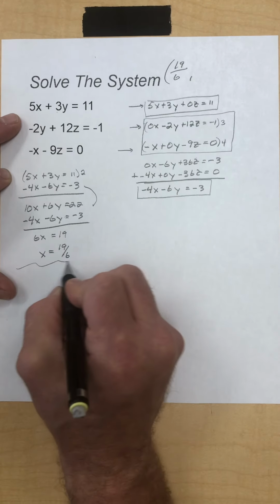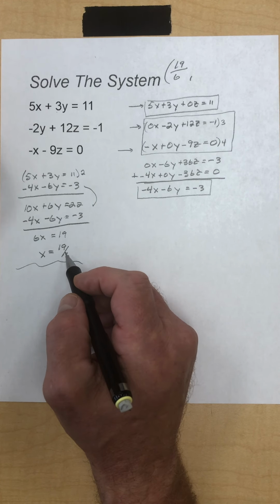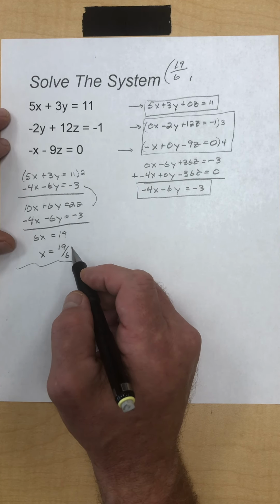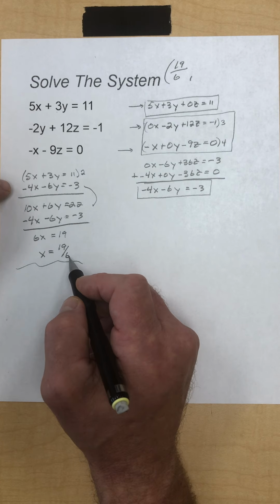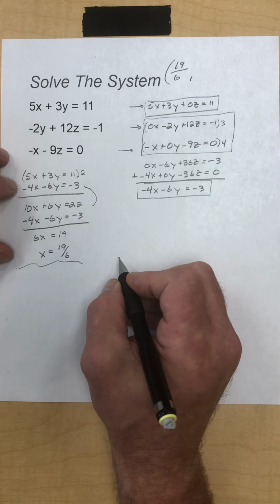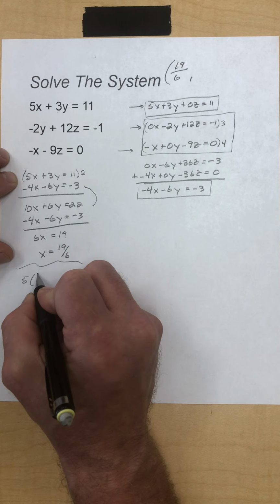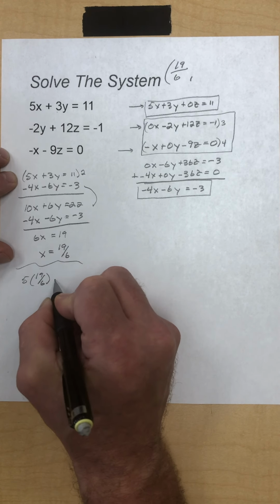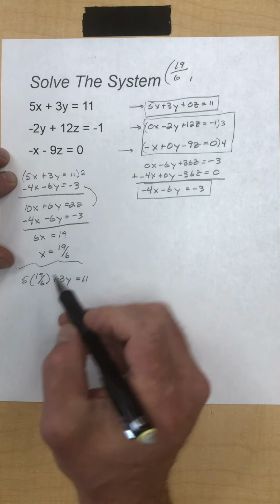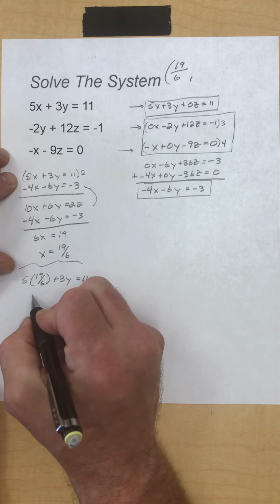So I've got to find my y coordinate. I've got to go up to one of these two equations. I could go to either one here or either one here. It doesn't make any difference. Let's take the top one. So I go 5 times x, which is 19 over 6, plus 3y equals 11. So 5 times x plus 3y. Yep, I got it.